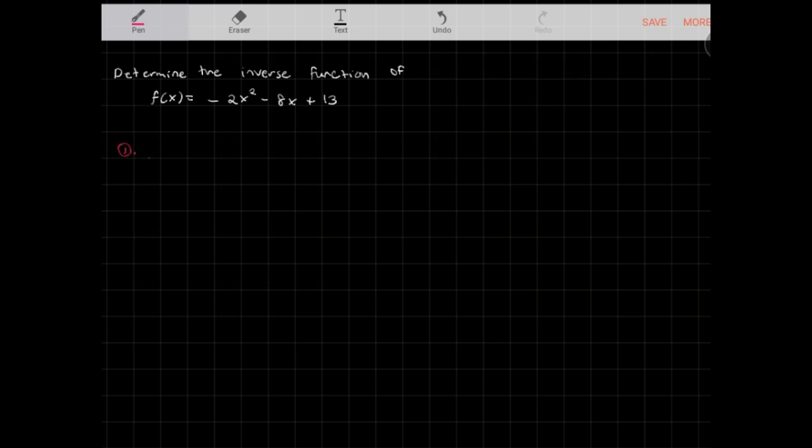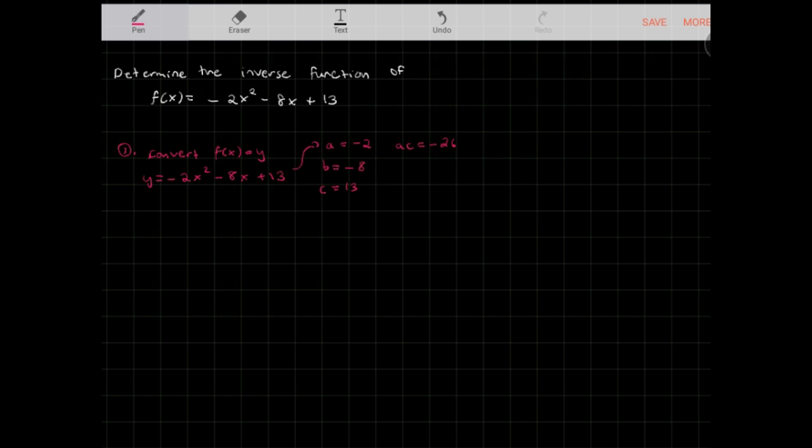Alright, the first step here, I want to convert f of x is equal to y, right? So y here is equal to negative 2x squared minus 8x plus 13. But we can't really do much with this because this is not factorable. And you can tell it's not factorable because a here is negative 2, b here is negative 8, c here is 13, and ac here is negative 13 times negative 2, negative 26. Okay, so two numbers that multiply to negative 26 and add up to negative 8 is not possible.